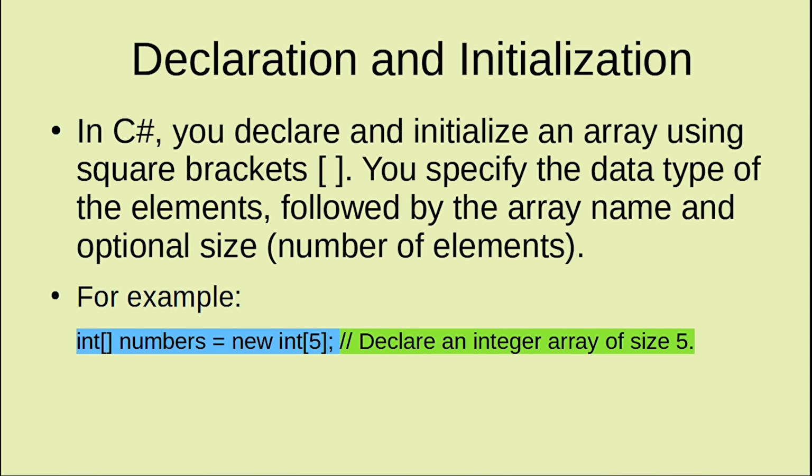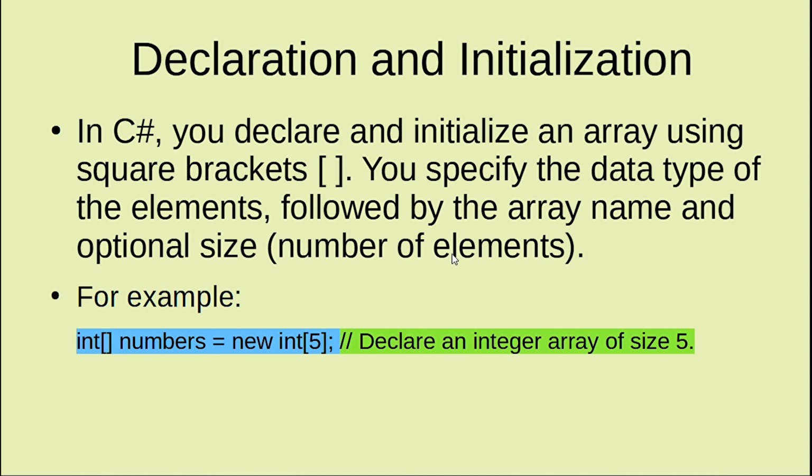So let's see how we do declaration and initialization of arrays in C Sharp. You need to declare using the square brackets for the arrays. You specify the data type of the elements followed by the array name and the optional size. For example, here we are declaring an int array, variable name is numbers, with the size of 5. So that's how we do declaration and initialization.